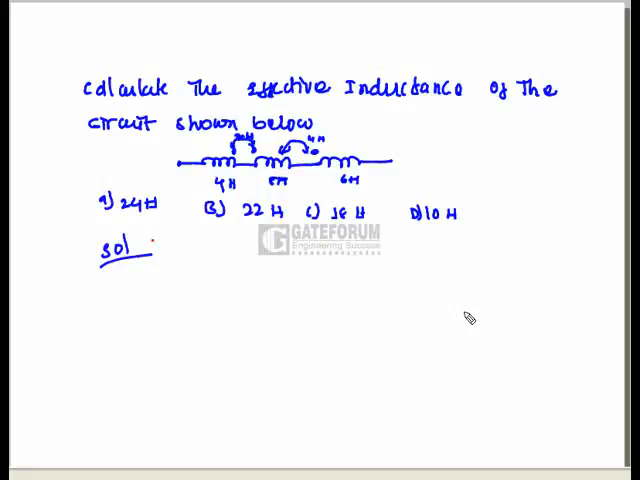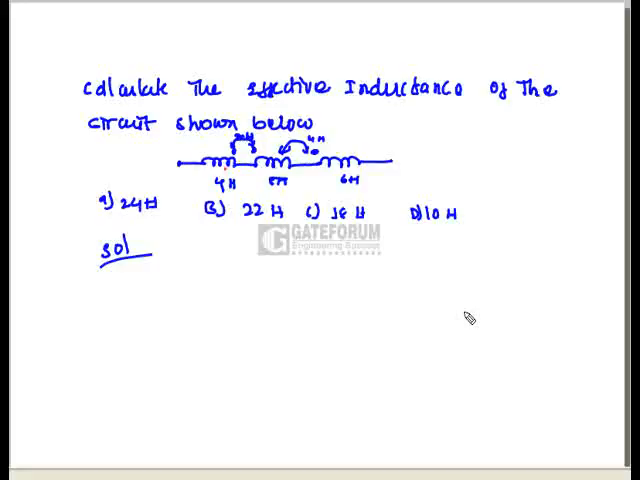Here the question is, calculate the effective inductance of the circuit shown below. Here the inductive circuit is given with three inductances, L1, L2 and L3, where the value of L1 is 4 Henry, L2 is 8 Henry and L3 is 6 Henry. If you observe the dot convention, the mutual inductance between 1 and 2 is 2 Henry, and these two are series opposing in nature, and these three are connected in series. That is the first point.